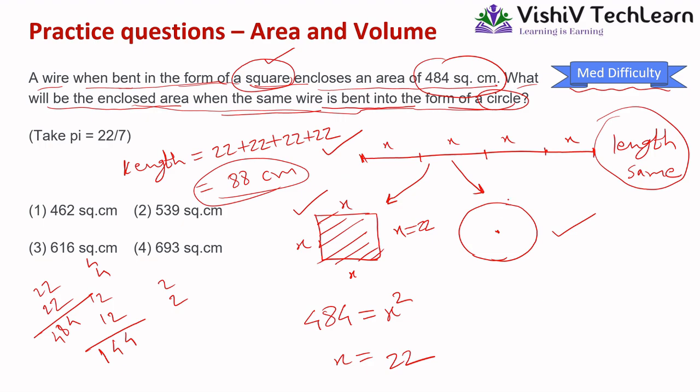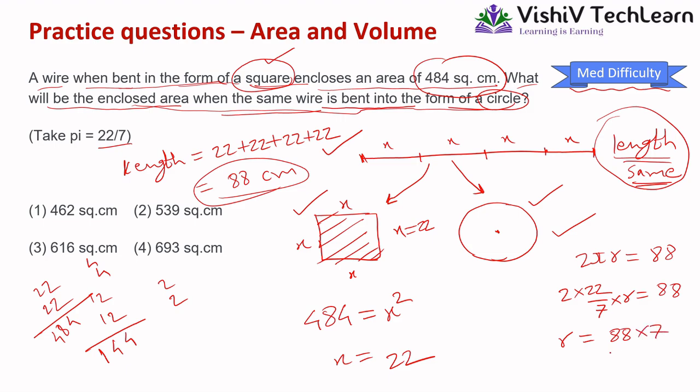Now if we are forming a circle out of the same length wire, then the circumference of the circle will be 2 pi r, which is equal to 88, the length of the wire. So here, the value of pi we have to consider is 22 by 7, so it will be 2 into 22 by 7 into r equals 88. So this r will be equal to 88 into 7 divided by 22 into 2.